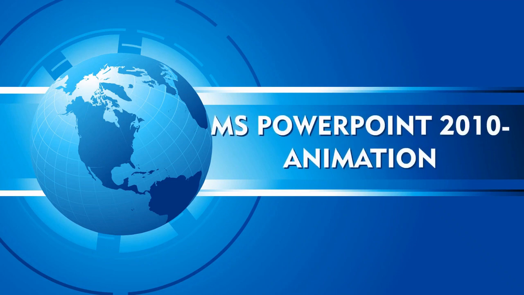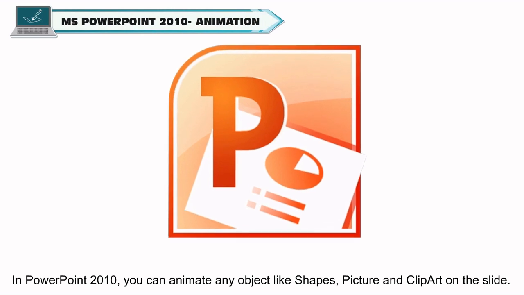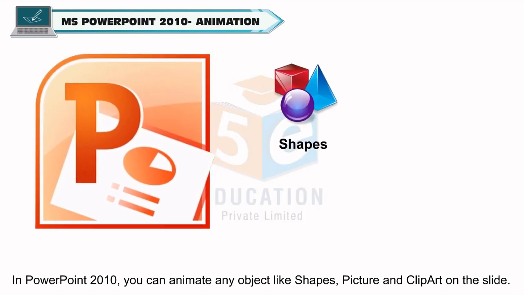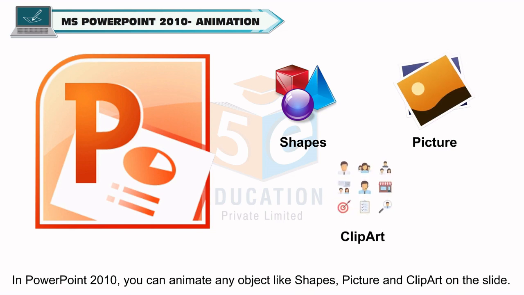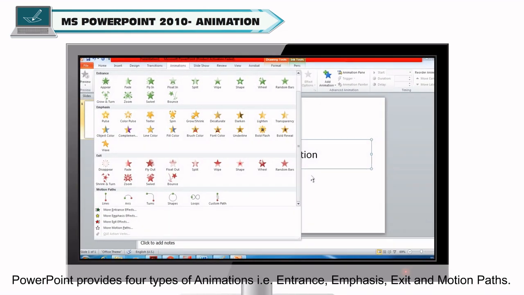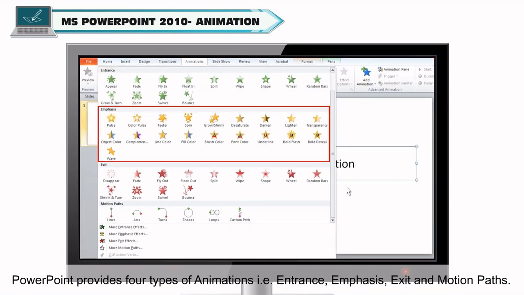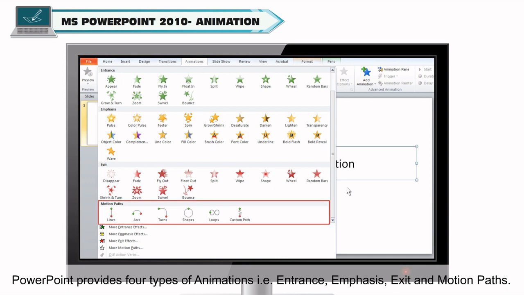MS PowerPoint 2010 Animation. In PowerPoint 2010, you can animate any object like shapes, pictures and clip art on the slide. PowerPoint provides 4 types of animations, that is entrance, emphasis, exit and motion paths.